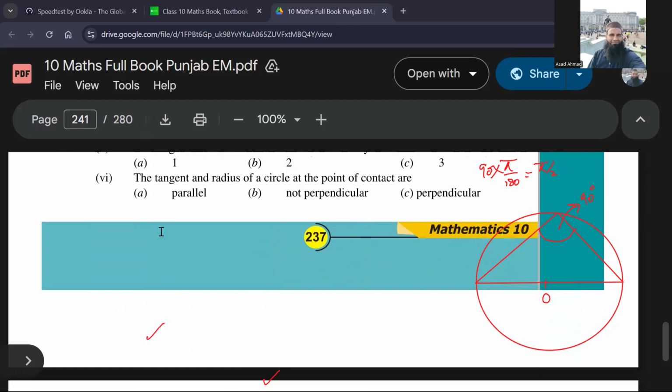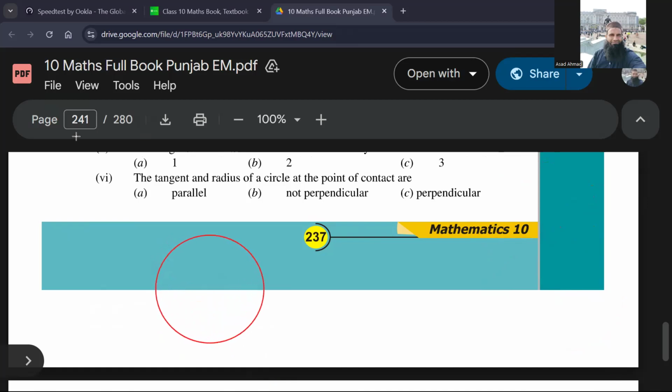Number 6. Tangent and radius of the circle at the point of contact are... We will draw a tangent. Line which just touches the circle at one point is called tangent line. If you draw the tangent at the point of contact like this one, angle is always 90 degree. So between radius and tangent line, angle is always 90 degree. So 90 degree means that they are perpendicular in fact.